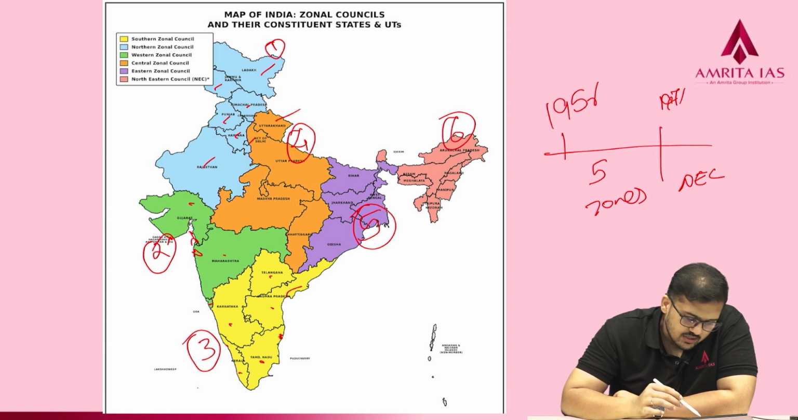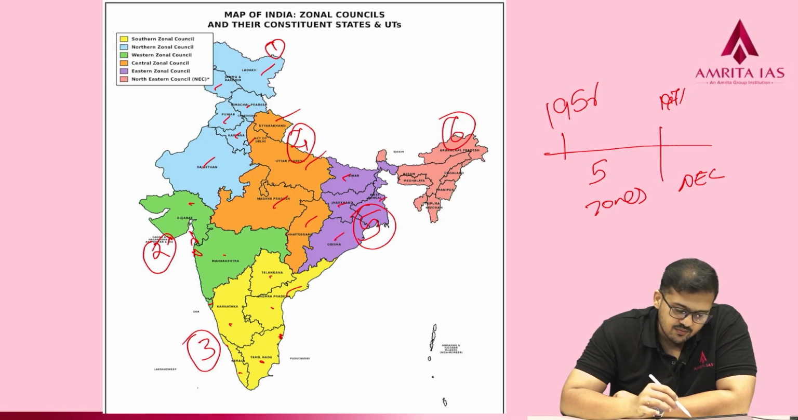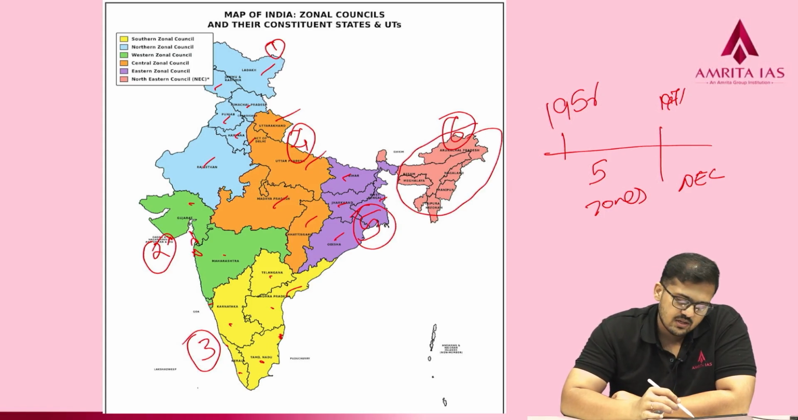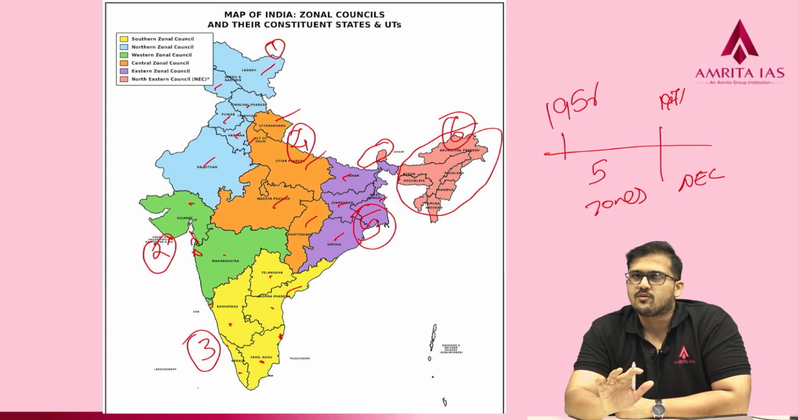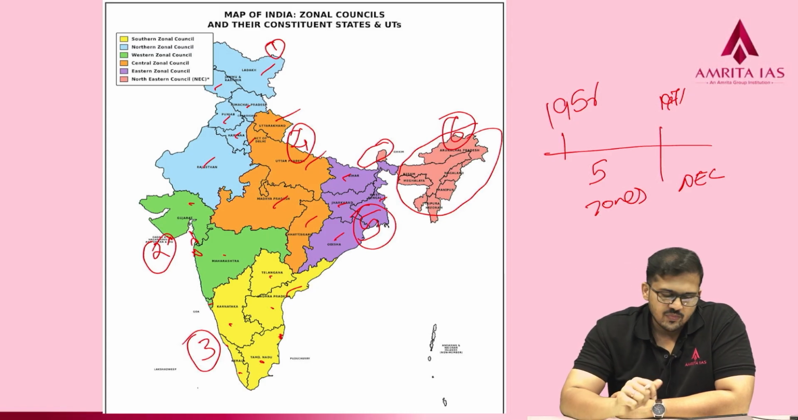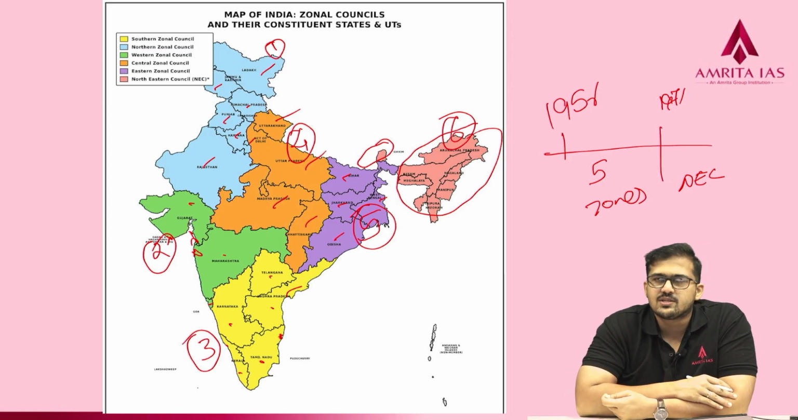Then we have Uttarakhand, Uttar Pradesh, Madhya Pradesh, and Chhattisgarh in the Central Council, and Bihar, Jharkhand, Odisha, and West Bengal in the Eastern Council. When it comes to the Northeastern Council, we have the entire Northeast and Sikkim as part of the Northeastern zone. So these are the 6 zones which are present in India.